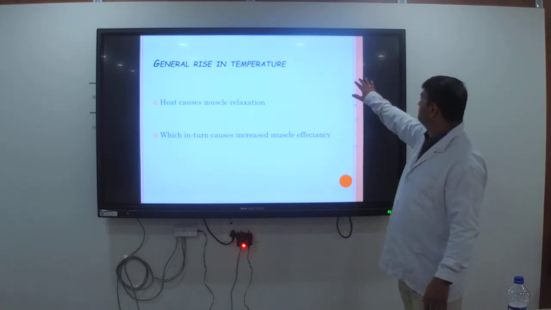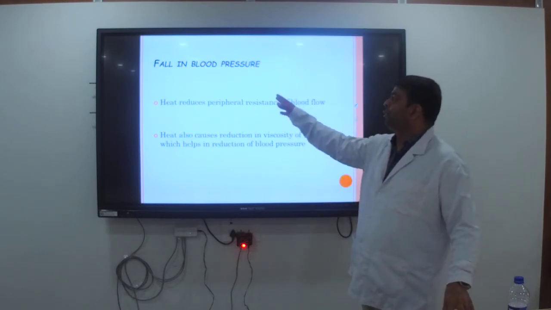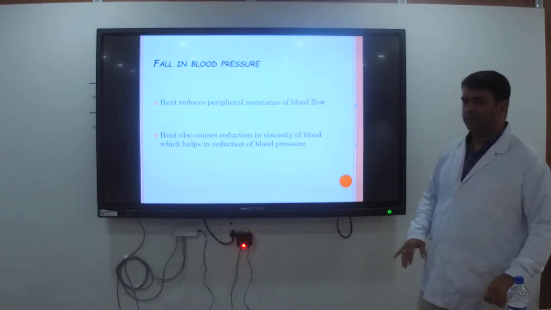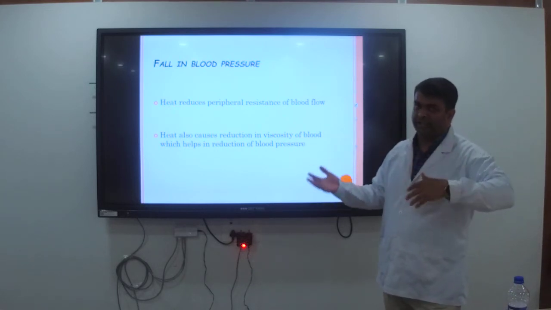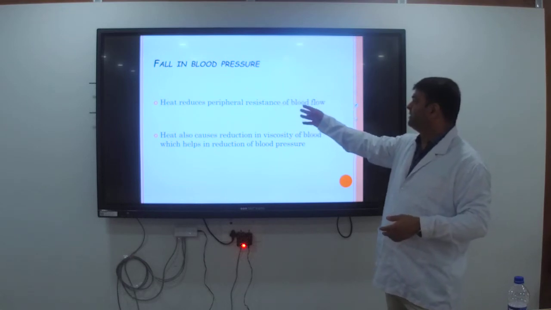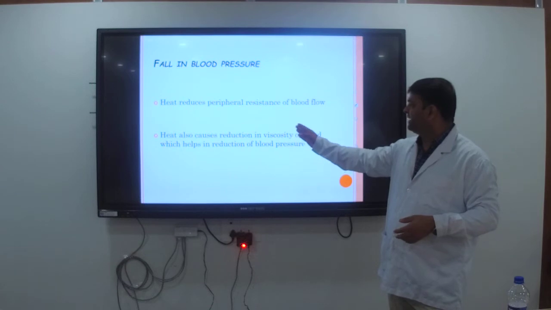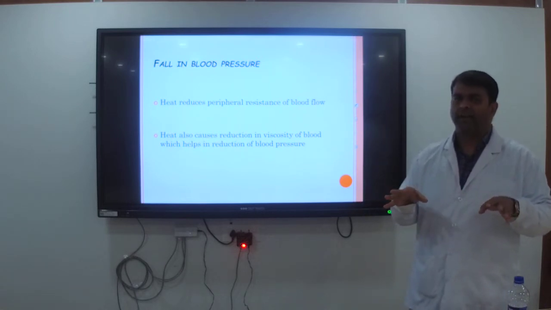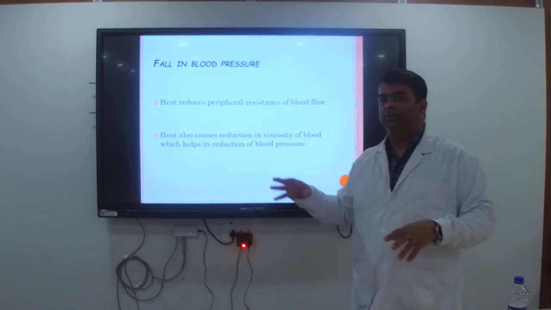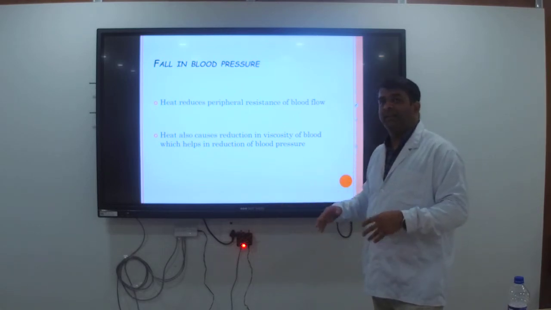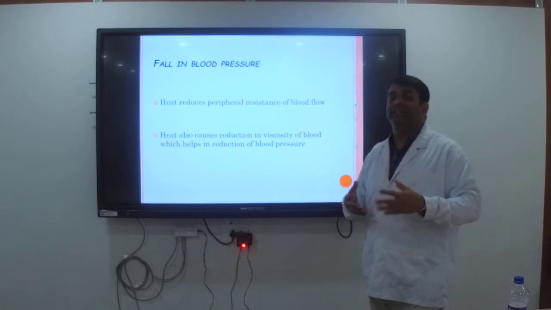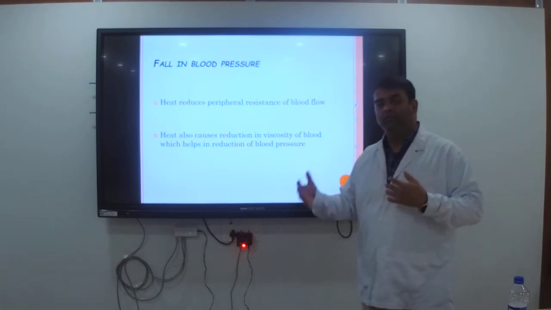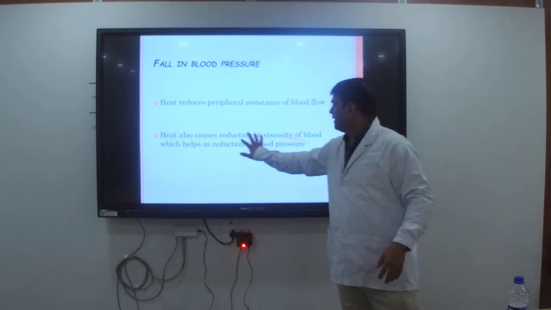Got it? Now, the effect on blood flow and blood pressure. As I said, heat reduces peripheral resistance of the blood flow, since peripheral vasodilatation is there. Heat also causes reduction in the viscosity of the blood, which helps in reduction of blood pressure. When there is vasodilatation, the blood which is flowing all over the body through the arteries and veins, due to heating, its viscosity, which is the thickness of the blood, gets lesser. That is, blood can flow more easily through the body. So that causes reduction in blood pressure.